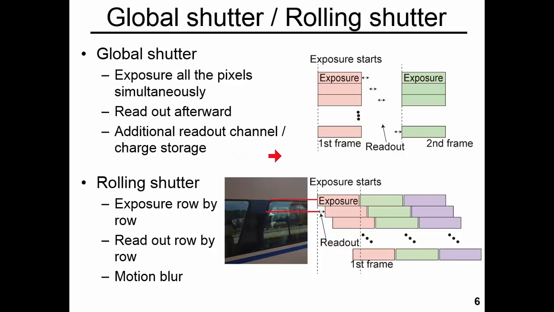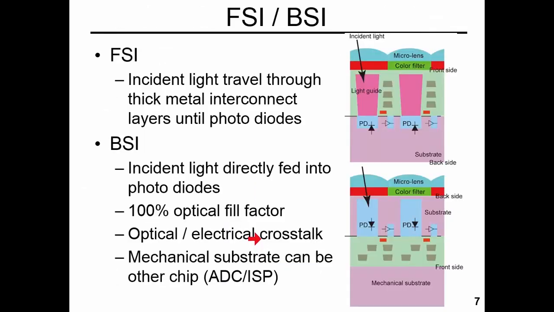With a rolling shutter, you expose and read out row by row. This results in simpler pixel control, but on the other side, the times at which this line and this line are captured are different. So if you are going to take a picture of a moving object, motion blur will happen, and you will see a slant in the pictures.